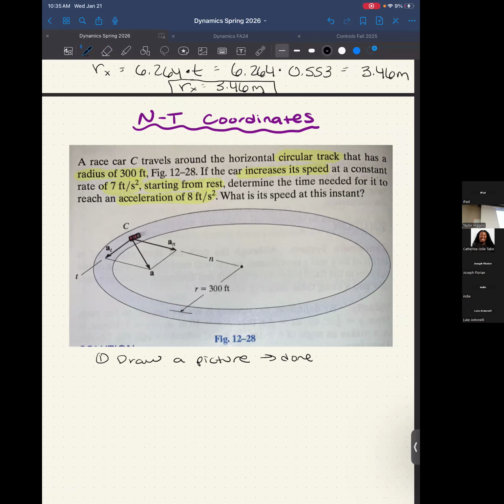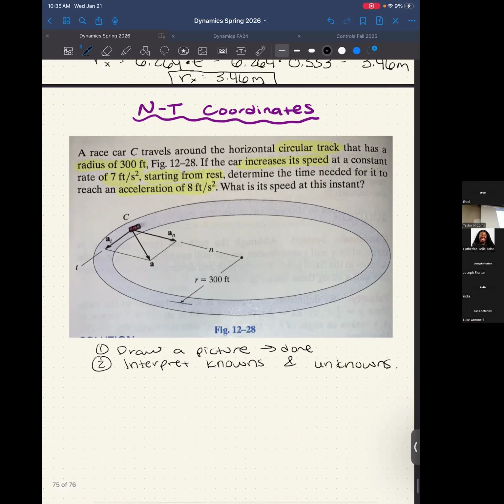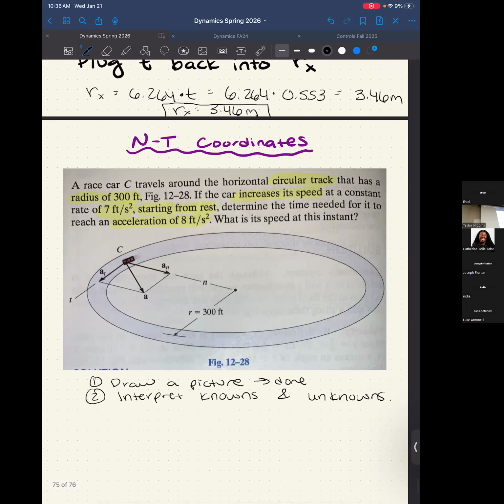Step 2, interpret, knowns and unknowns. Here's where I'm going to go through each of those highlighted phrases. We're told specifically that this is a perfectly circular track, which means that there is a constant what about this path? Curvature, radius of curvature, right?